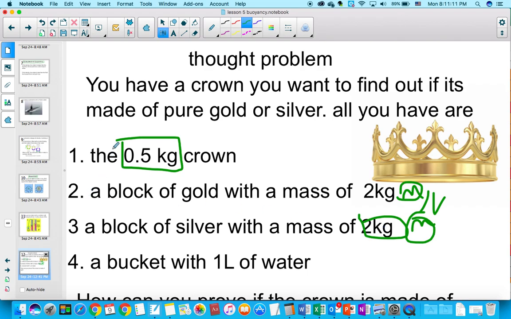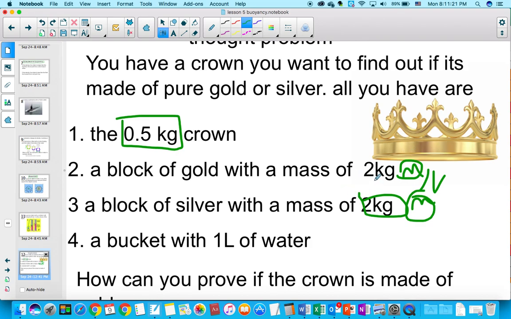Then you need to find the volume of the crown. The thing about a crown is that it's very hard to calculate its volume. So what you could do is put the crown in a bucket of water and find out how much water is pushed out of the bucket. You can find out how much water is pushed out of the bucket, and that would give you the crown's volume.